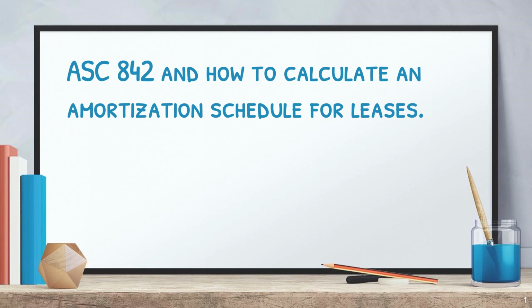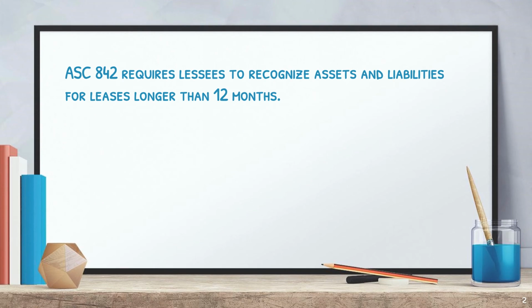Today, we're diving into ASC 842 and how to calculate an amortization schedule for leases. If you're ready to simplify your lease accounting, stay tuned. ASC 842 requires lessees to recognize assets and liabilities for leases longer than 12 months. We'll break down the process into easy-to-follow steps so you can handle lease accounting with confidence.